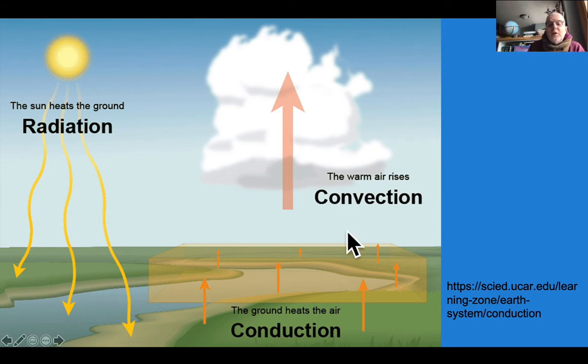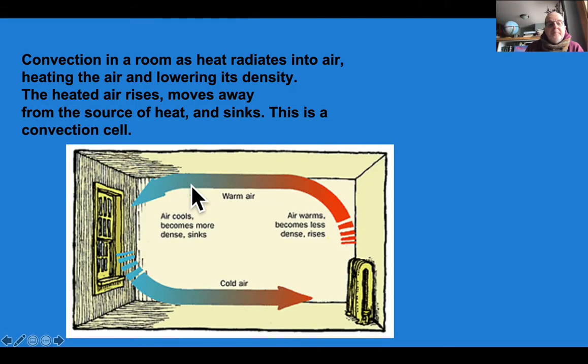Finally, then the convection, the example here given in the air of warm air rising at the surface, cooling, condensing, in this case forming a cloud, and then air sinking back down. Examples of convection are the most important to understand in the Earth system. And so the first basic one that we're most familiar with in daily life is convection in a room. And convection in a room, as heat radiates into the air, causes the air to be heated, lowering its density.